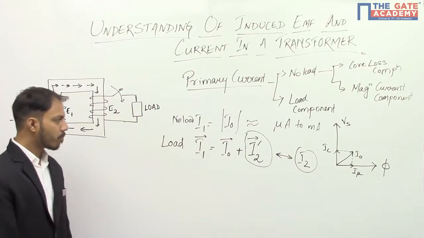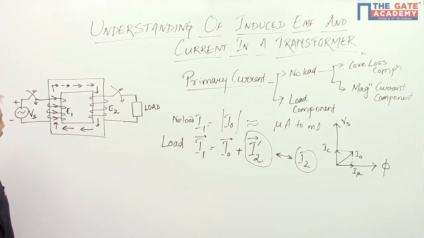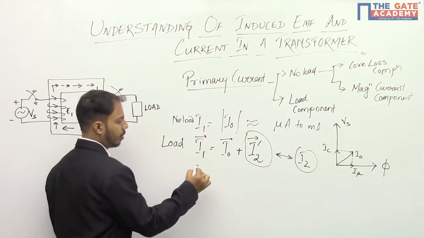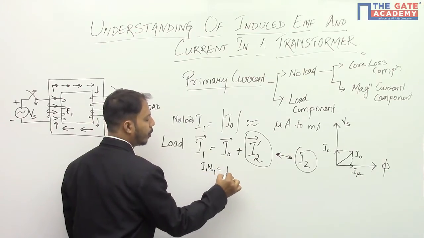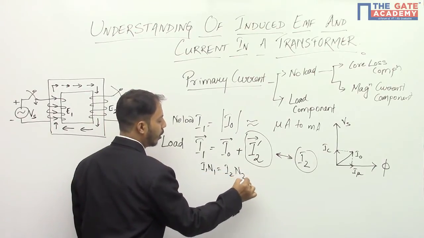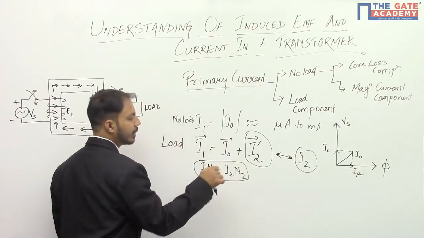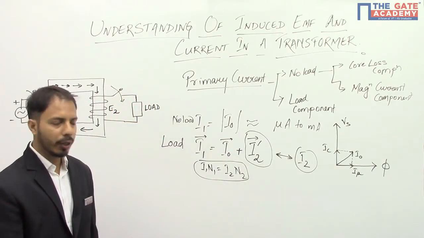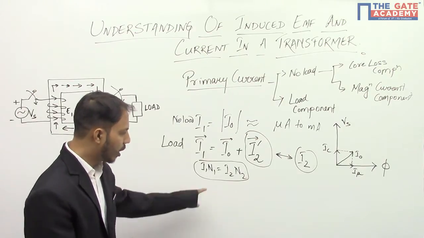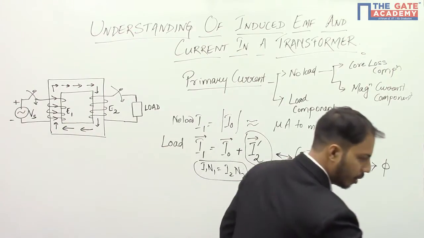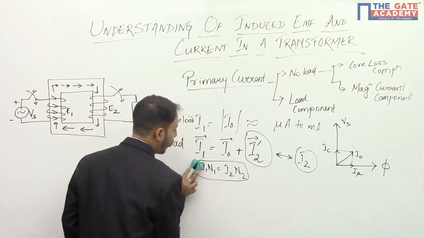Okay. Now you see what happens, we all know that I1 N1 is equal to I2 N2. Now where is it coming from? This is coming from this particular equation. I will come to this after some time. Where this expression is coming from, I will come to after some time.